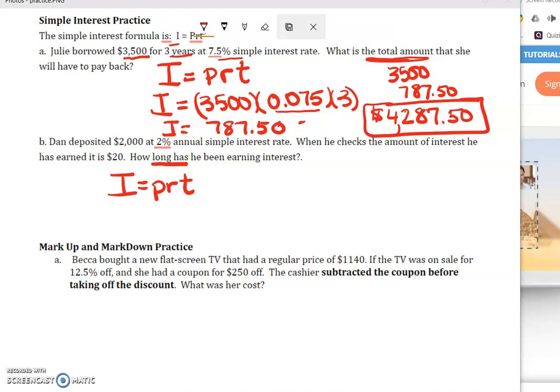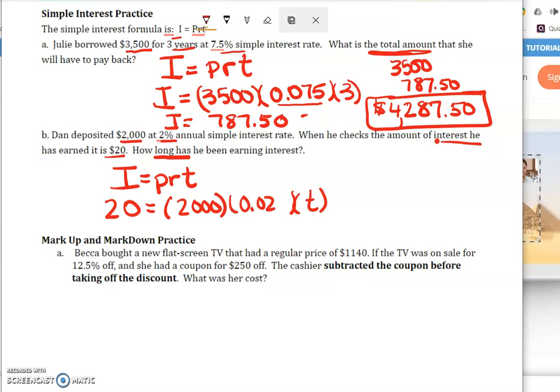His deposit is the principal, $2,000 is the principal and 2% is the interest rate. When he checks the amount of interest he has, it's $20. So that's the interest in money, and we're trying to find the time. So as I fill those things in, I'm going to have to solve for the time, but I can't just multiply all these things together.